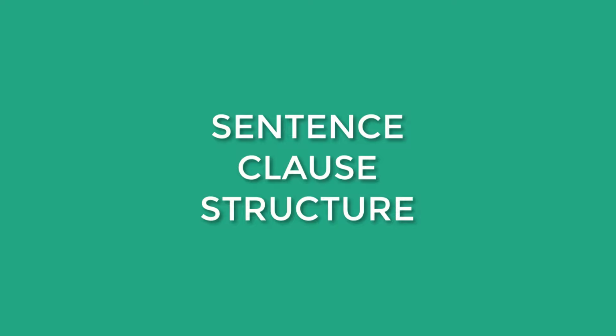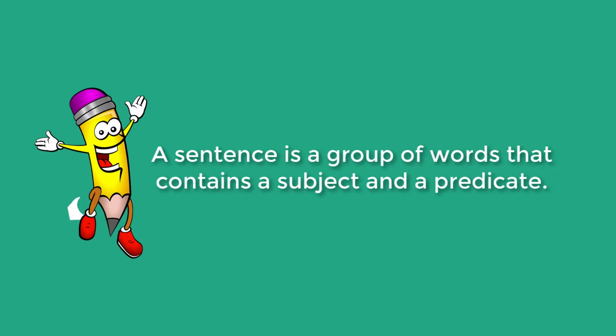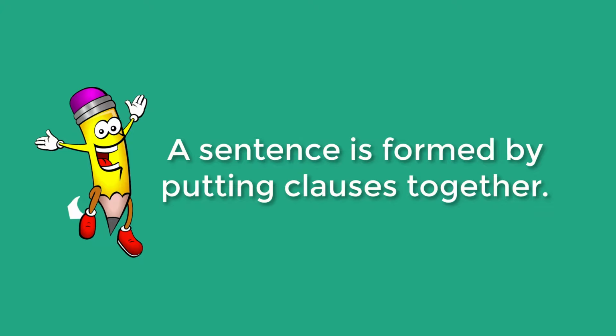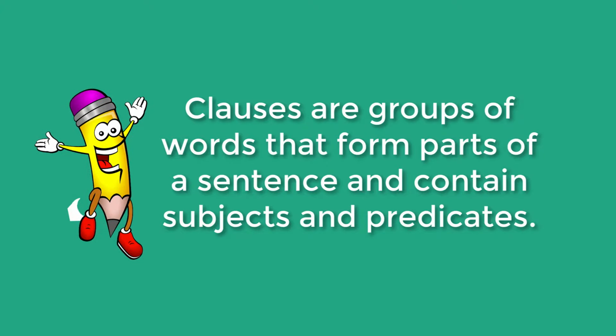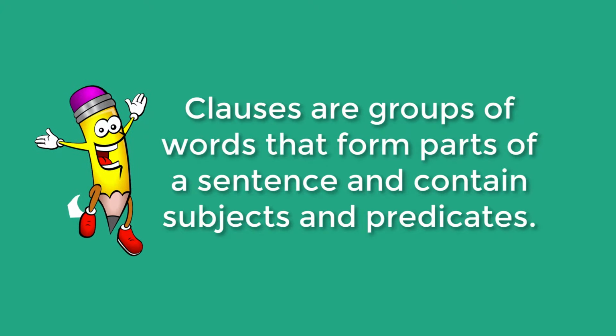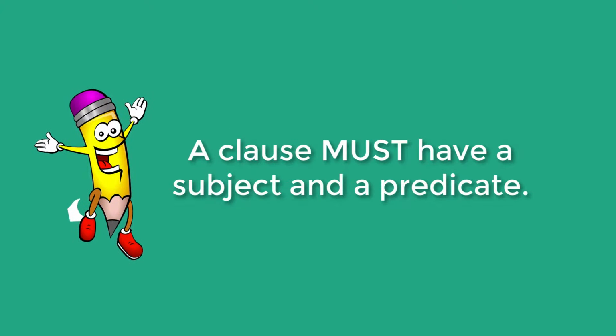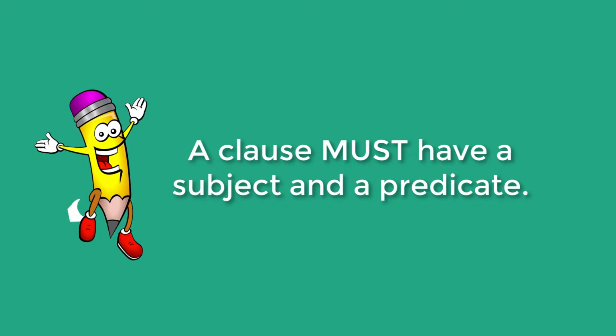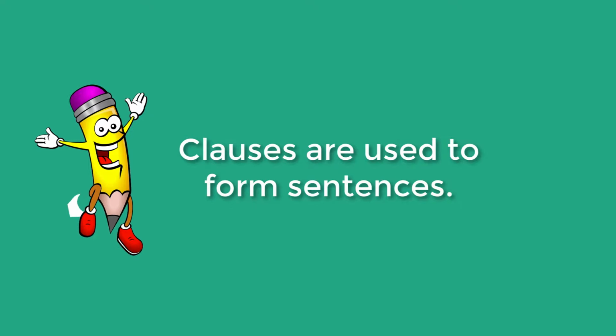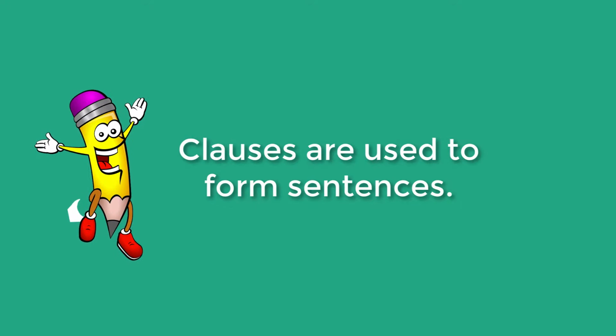Before we take a look at the different sentence structures, let's review what makes a sentence. A sentence is a group of words that contains a subject and a predicate. A sentence is formed by putting clauses together. Clauses are groups of words that form parts of a sentence and contain subjects and predicates. What separates a clause from a phrase is that a clause must have a subject and a predicate. Therefore, clauses are used to form sentences.